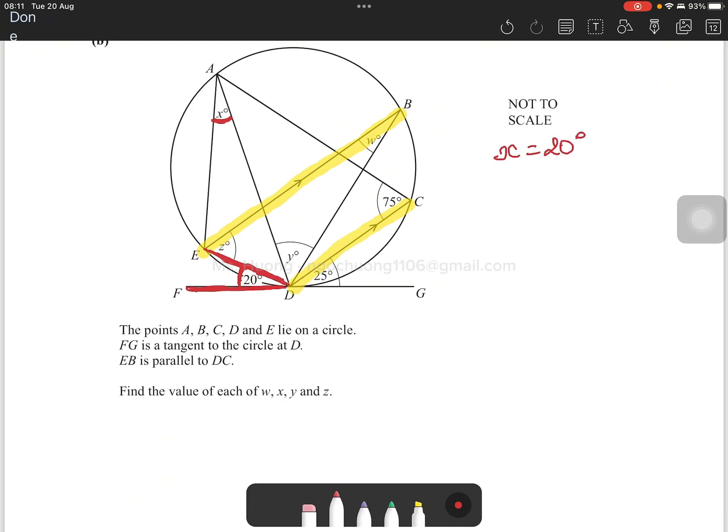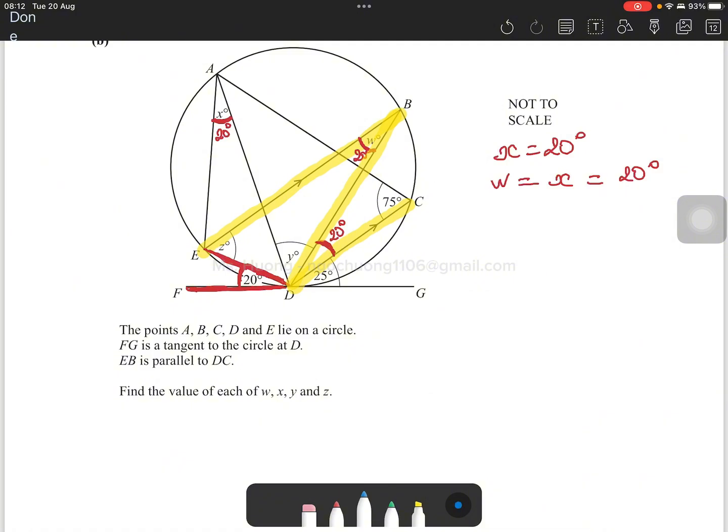And then W should also be equal to X, which is 20 degrees, because they subtend the same chord ED. We know that X is 20 degrees, and W is also 20 degrees. So this angle should also be 20 degrees because they make alternate interior angles. W and the angle BDC are alternate interior angles. So this one is 20 degrees.